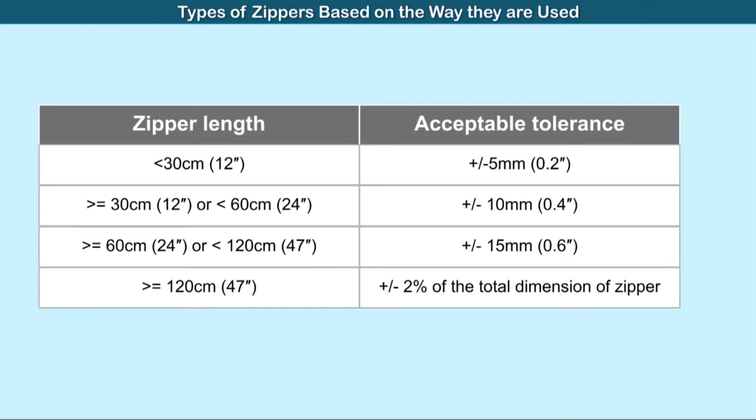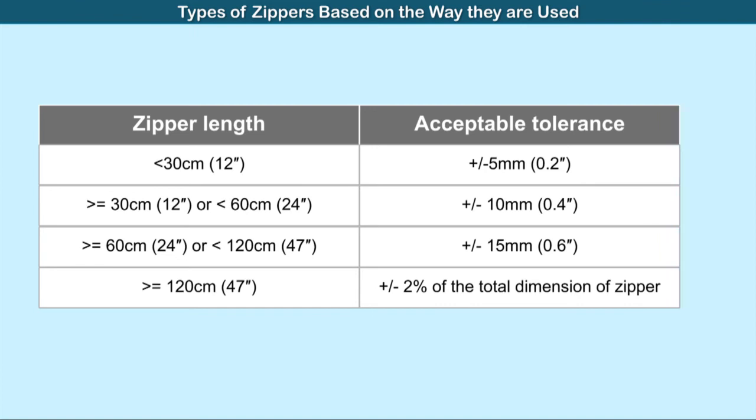Length tolerance in zippers. Generally, zippers can vary when bulk is received due to various factors. Based on the JIS S3015 standard, the tolerance acceptable in zipper length is mentioned further. If the zipper length is less than 30 centimeters, that is close to 12 inches, the acceptable tolerance is plus minus 5 mm or 0.2 inches.